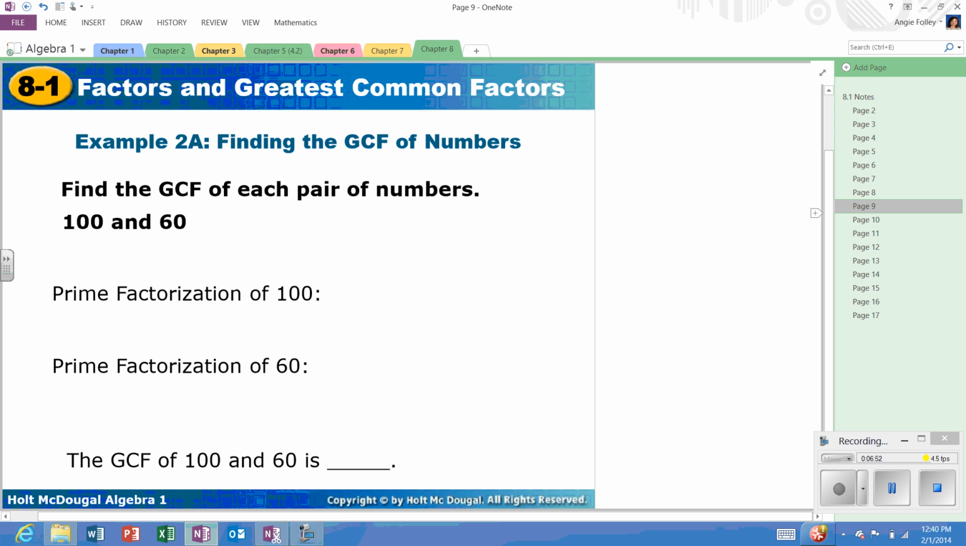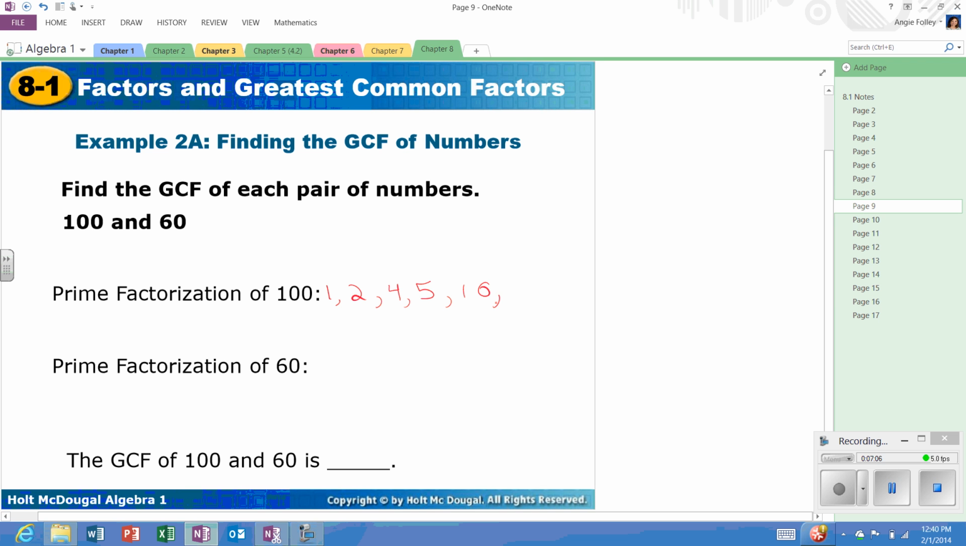So we want to find the greatest common factor of 60 and 100. So the prime factorization for 100, or all the numbers that go into it: 1, 2, 4, 5. I know I'm going a little fast. I just want you guys to hang in there. If this is too quick for you, just take your time. You're writing out all the numbers that can be divided into 100.